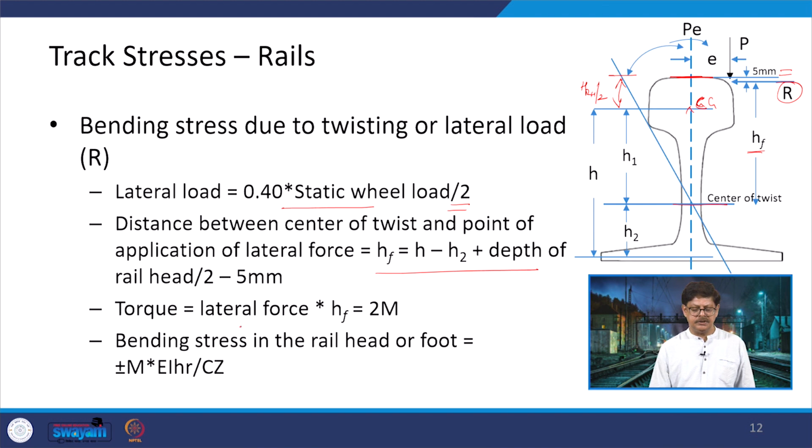So, the torque is here the lateral force into HF. So, that is the value which will be there, and bending stress in the rail head or foot is again being taken by the same formula which we have discussed previously.